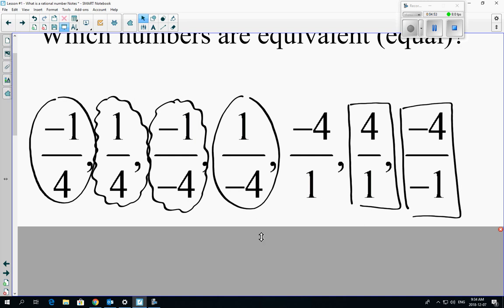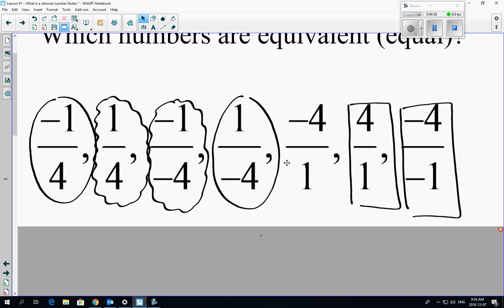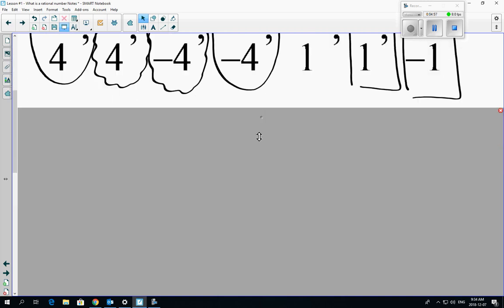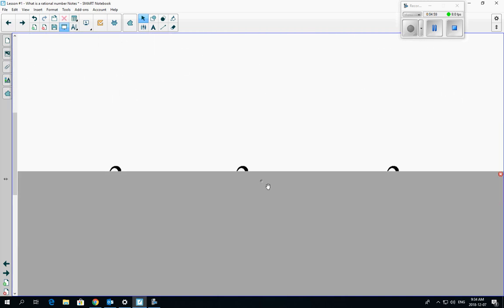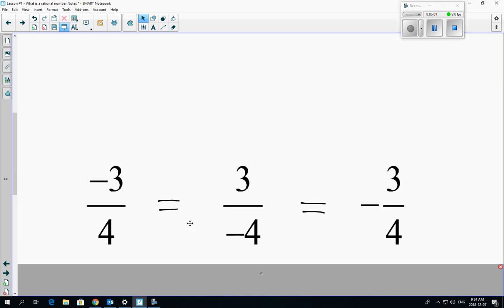So what can happen then is, we can look at these things and I could say to you, we got 3 quarters, 3 quarters, 3 quarters, and they all have negatives. So negative 3 over 4, 3 over negative 4, and negative 3 quarters. Well, these are all the same. They're all equivalent fractions. You can write the negative on the top or on the bottom, but we normally write it in the middle.